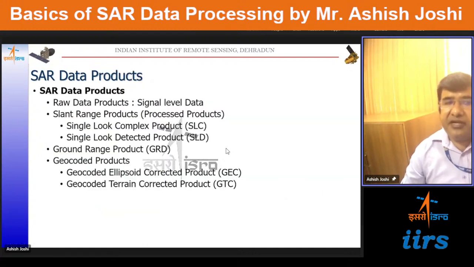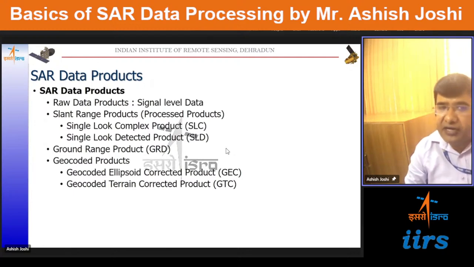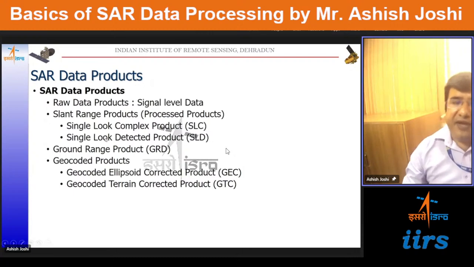So what are the different SAR data products? We have the raw data product, which is called the signal level data. Okay, we can have the slant range product or processed product. In this, we have the single look complex product, SLC, and we have the SLD, which is called the detected product, which is the amplitude product. After that, we have to do some geometrical corrections. Then it is called the ground range product, and after that, geocoded products. Geocoded products are also of two types: the geocoded ellipsoid corrected product and the geocoded terrain corrected product.